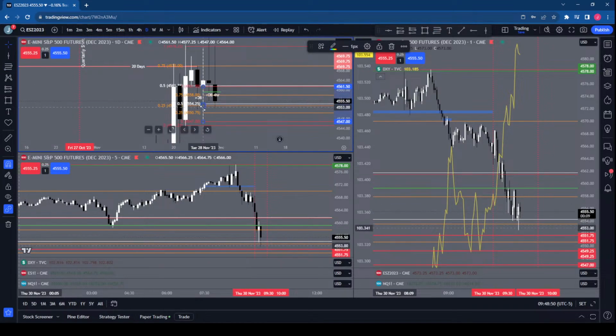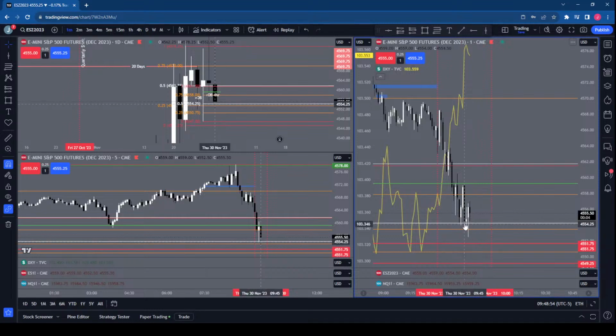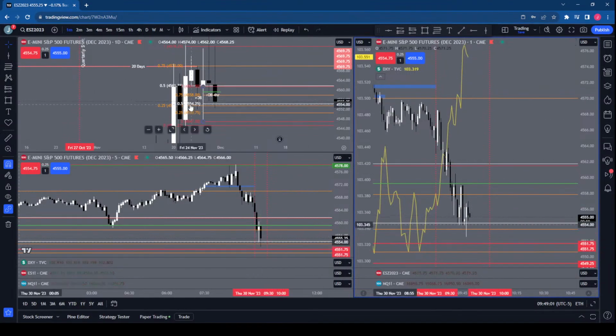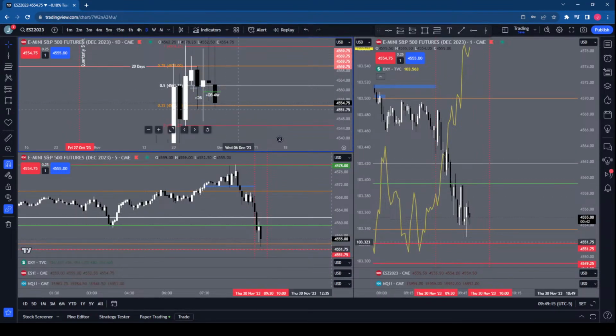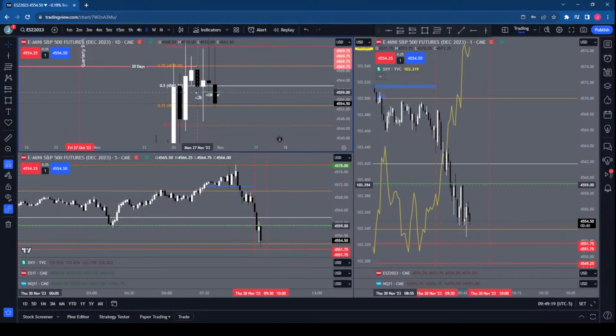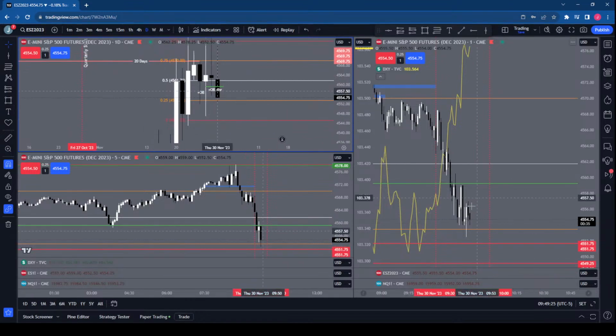Notice the consequent encroachment of this daily wick is right where price is stopping at right now. So if we did reverse, that'd be a great area to do it. Consequent encroachment of that daily wick. I picked that one because it was the longest one. It also made a swing low, lower low, lower high, or both lower candles. So this is the tip of that swing, longest wick.